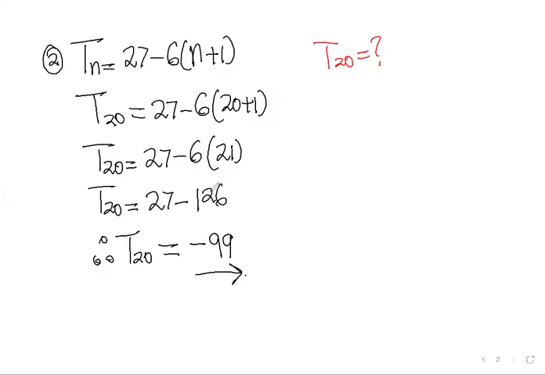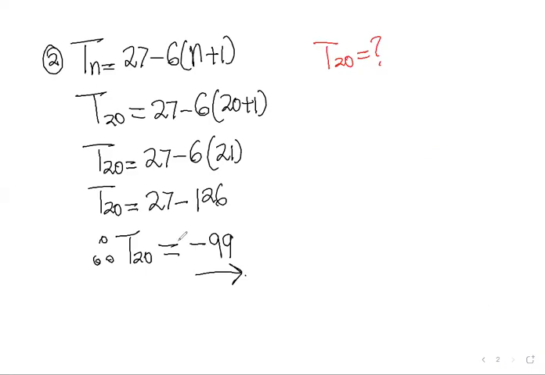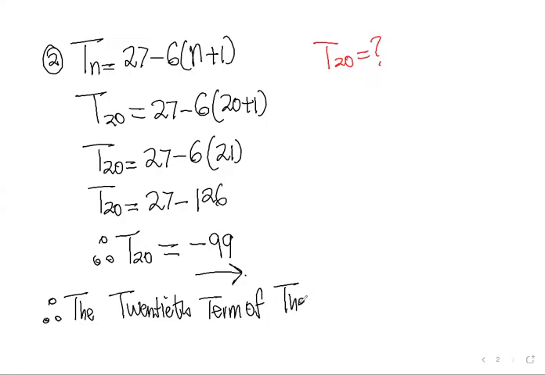So this is how basically we solve this, guys. When they want us to calculate the 20th term, so say our 20th term is negative 99, you say therefore the 20th term of the sequence is negative 99. So that's how basically we're going to answer this question.